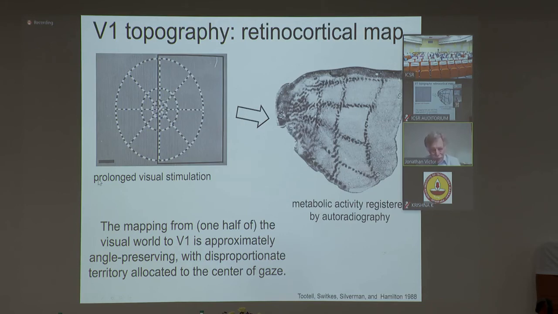It also shows that the center of gaze, the area around the fovea, as Michael was mentioning, where we have our best vision, gets a disproportionately expanded area of primary visual cortex. But the main thing I want to emphasize here is that space is mapped smoothly onto space, and this has to go hand in hand with orientation changing continuously as you move within cortex.